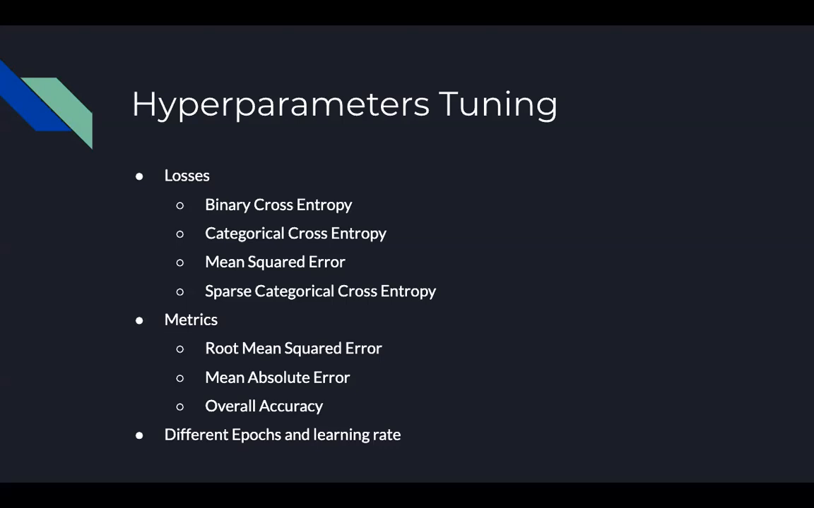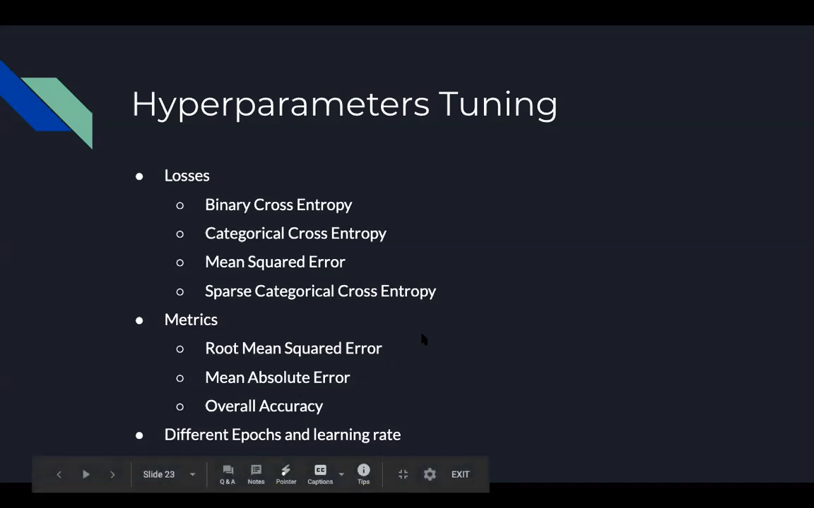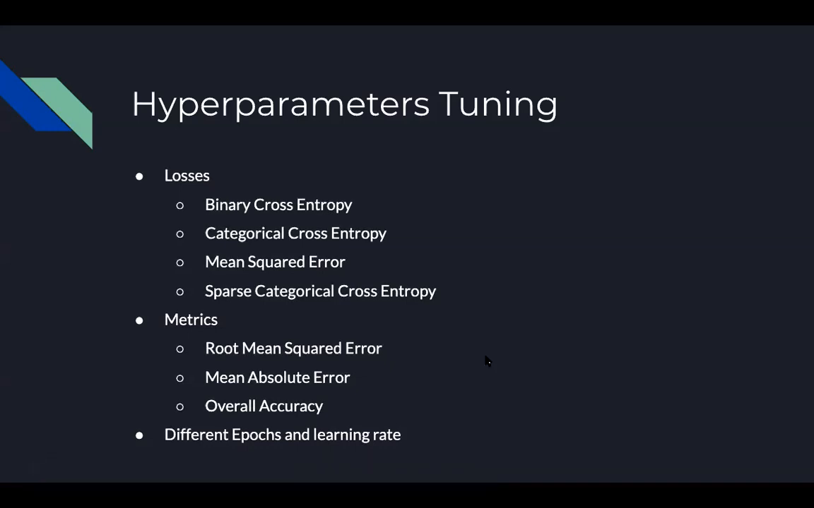And then for the loss function, we use binary cross entropy, categorical cross entropy, mean square error, and sparse categorical cross entropy. So, binary cross entropy is used for regression, and then categorical cross entropy is used for multi-class classification. And then mean square error and sparse categorical cross entropy can be used for both. And then for accuracy as a metric, we calculate using root mean square error and mean absolute error, and then also the overall accuracy value. And then we also try different approaches and different learning rates.